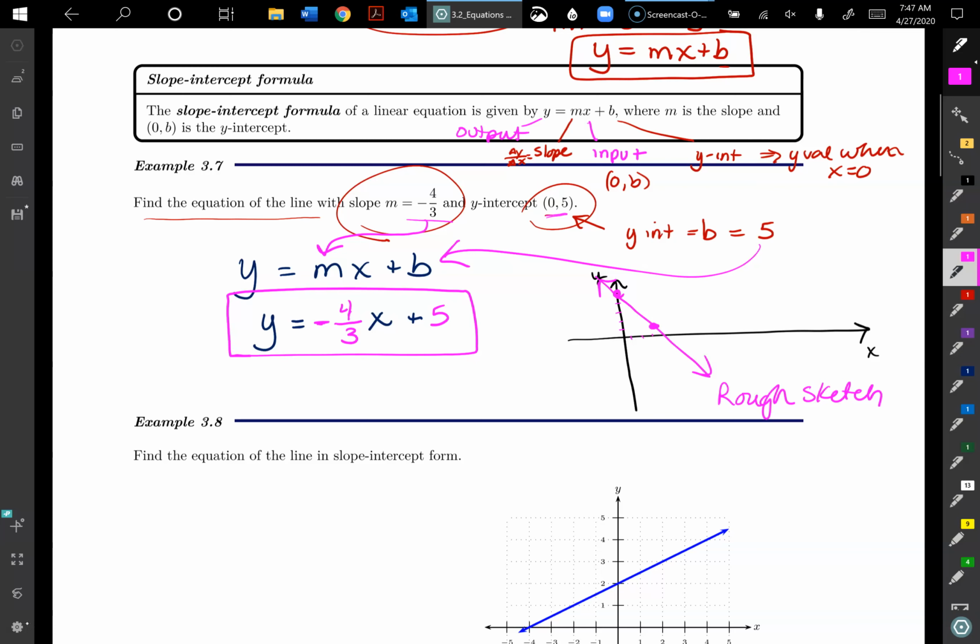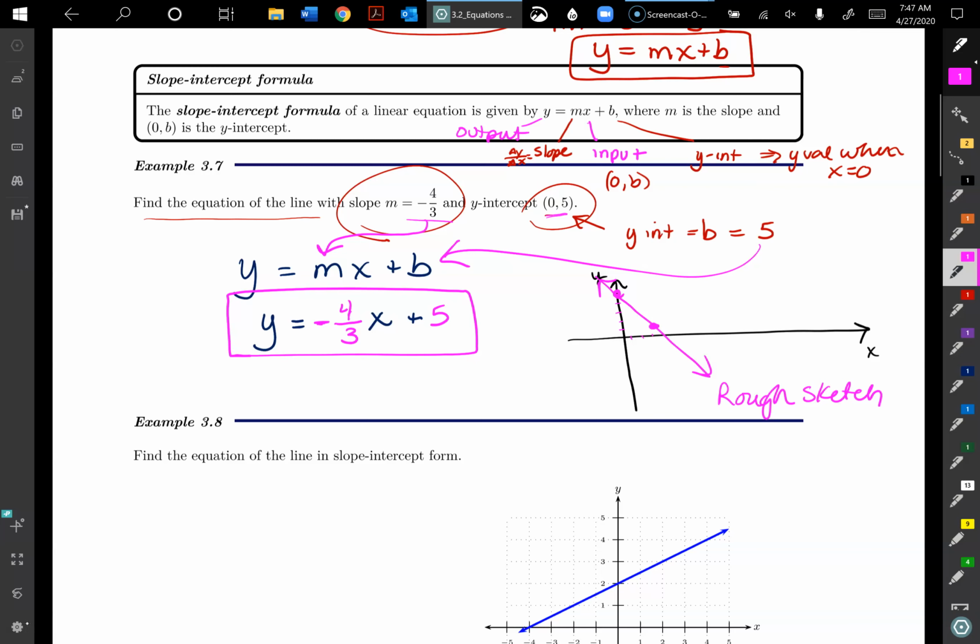That tells me a lot of information right there. So if this were a word problem, I'd say about money, losing money, or something's depreciating. It started at $5, say, and then I lost 4/3 of a dollar. Or you could say 1 1/3 dollars every day, for instance, something like that.